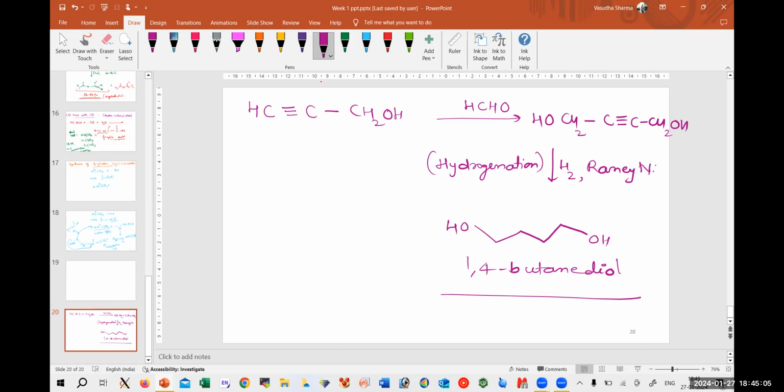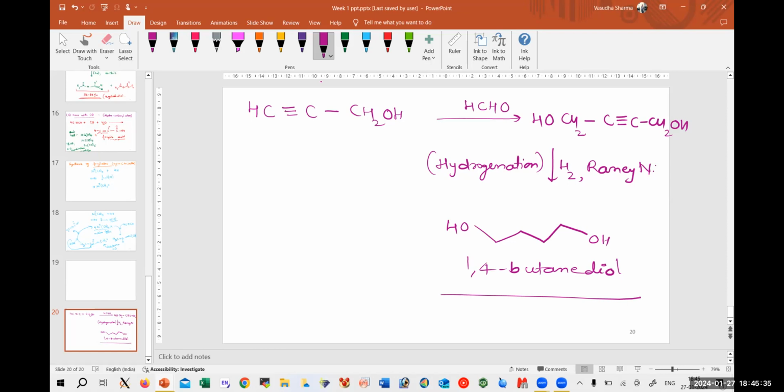So this is what we have learned in this particular reaction, how the reaction of acetylene with formaldehyde in presence of copper carbide removes and attaches those protons of the acetylene to formaldehyde group. That means in a way it is reducing it. And in presence of nickel and hydrogen gas, we further reduce the whole molecule into an alcohol species.